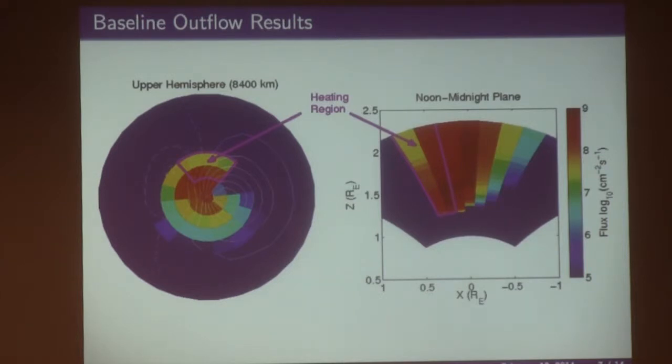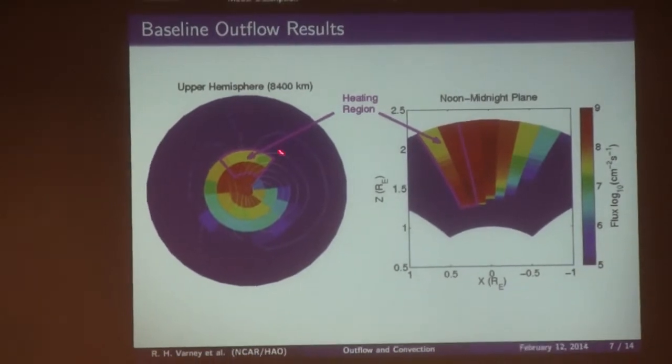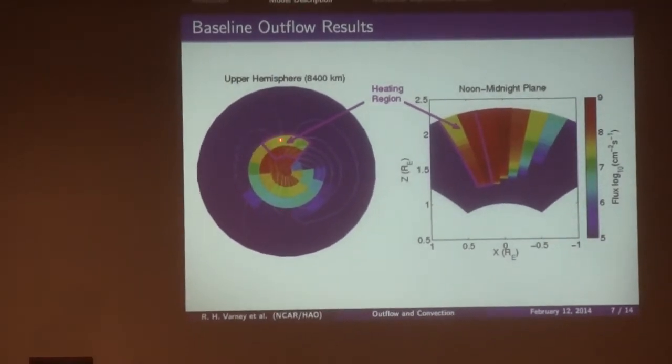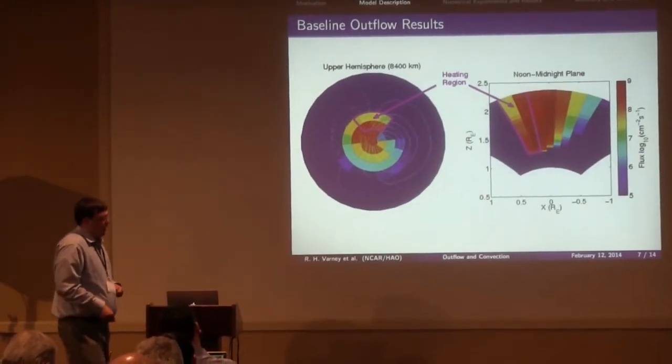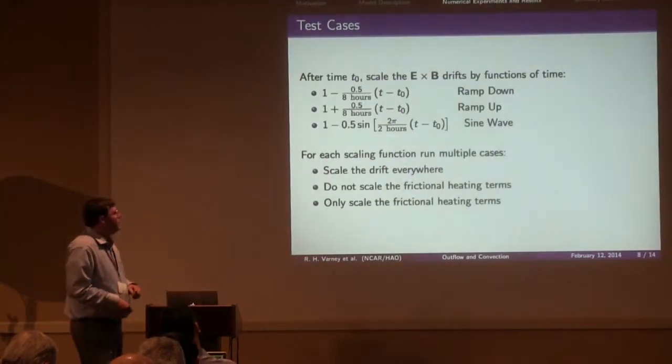And what I've plotted is the flux of my energized O+ outflow fluid at my upper hemisphere at 8,400 kilometers and in the XZ noon-midnight plane. And what you can see is the convection drags this outflow outside of the heating region. So I don't just get it inside where I've applied the WPI, it actually gets pulled back across the polar cap, so the ions are going basically that way. So those are just baseline results.